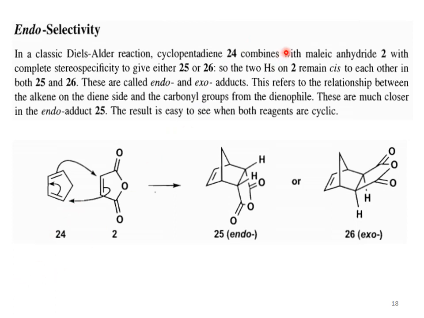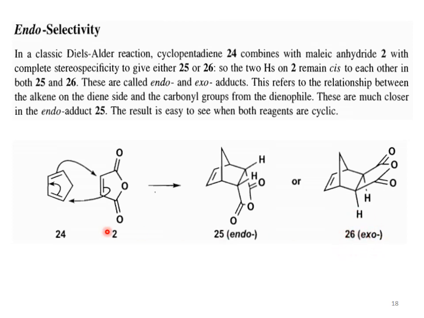Up till now, in the previous slide, we have discussed various examples of the Diels-Alder reaction. In those examples, we used an open chain alkene as a diene. But here we are discussing endoselectivity and we are using a cyclic diene, that is cyclopentadiene, compound number 24. When a cyclic diene is used in the Diels-Alder reaction, we obtain two products. One product is exo and the other product is endo.